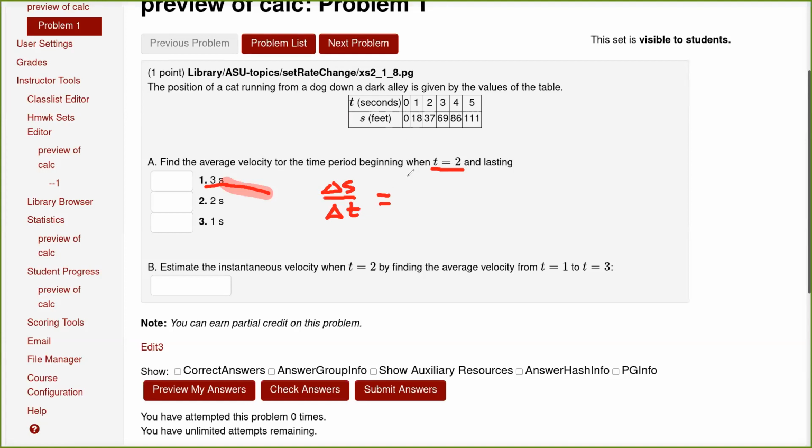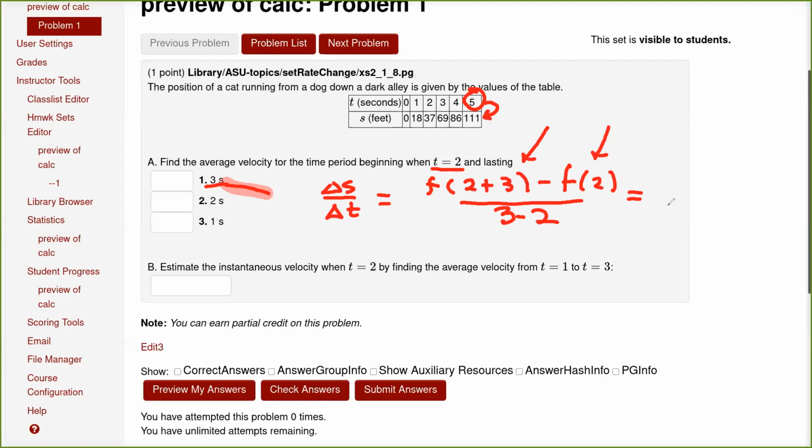And delta s is going to be f of 2 plus 3 minus f of 2 divided by 3 minus 2. And we can look this up. These f values are going to come from this table right here. This table is saying that 2 plus 3 is 5, right? So the corresponding value is, sorry, 111. 111 minus the value for 2, which is 37. And then 3 minus 2 is just 1.